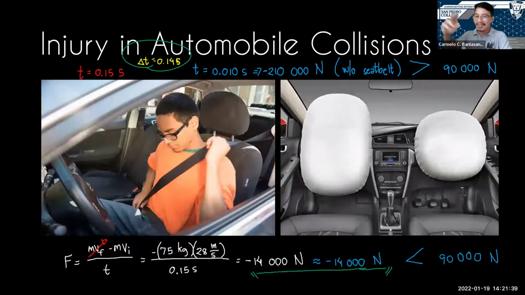Naku, imagine no? From 210,000 naging 14,000. What's the difference? Almost 100,000. 196,000 newtons yung difference. That is just using the seatbelt. The difference is just less than 1 second. Pila naman ang time nga gamitan natin para magtawad sa seatbelt. That's how important seatbelts are. It's not only for the law, but physics tells us that seatbelts makes our driving safer.